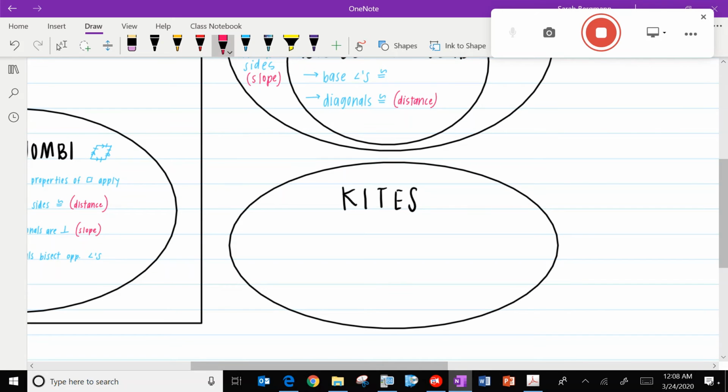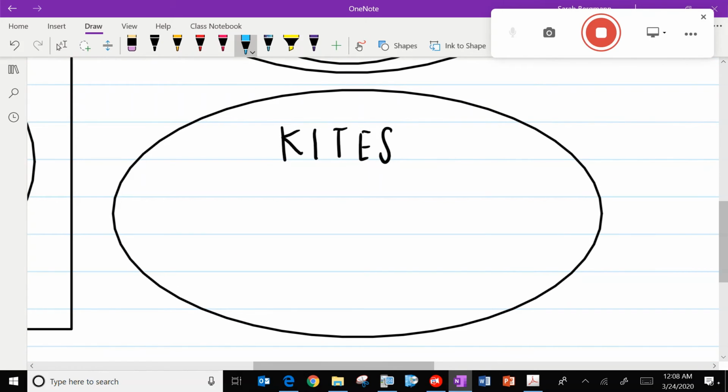Okay, last but not least, we had kites that we learned about. A kite is a different type of quadrilateral. It's neither a parallelogram nor a trapezoid. A kite is a quadrilateral that has exactly 2 pairs of consecutive congruent sides. So kites, they look like something like this, and the sides would look like that.